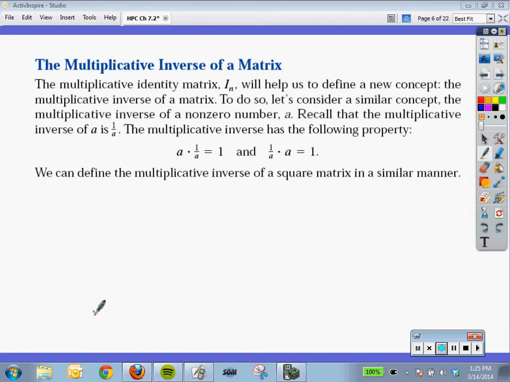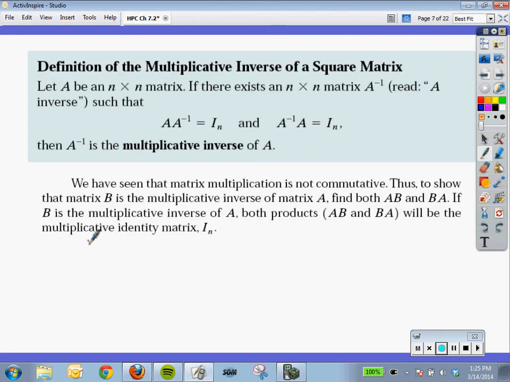So we're going to see that when we multiply a matrix times its inverse matrix, we will get the identity matrix. That's what we're going towards right now, and that's what this next slide is all about. When you multiply a matrix times its inverse matrix, you will get the identity matrix. Okay?